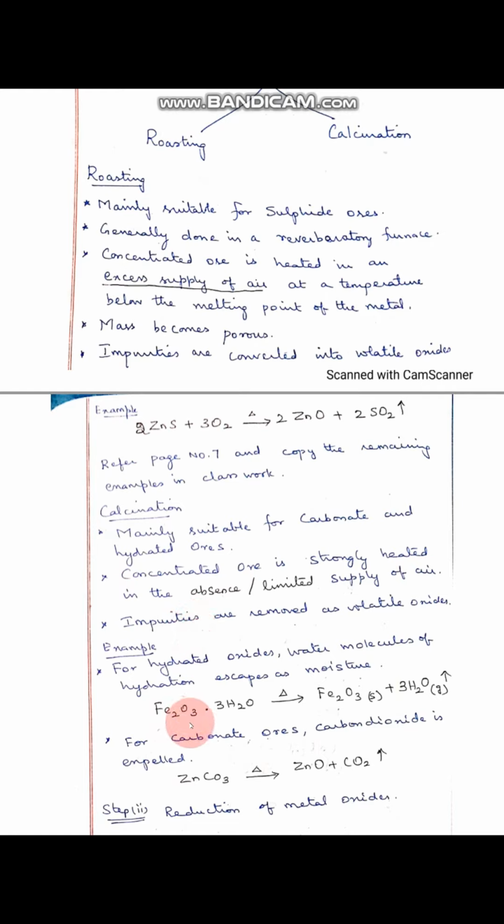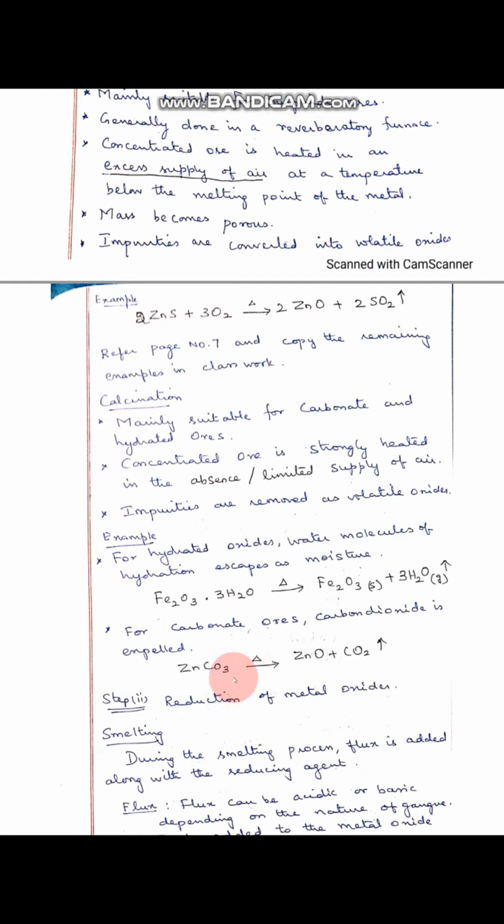And if the ore is a hydrated ore like Fe2O3.3H2O, when you do the calcination process, the water molecules are removed in the form of moisture. So Fe2O3.3H2O will form Fe2O3 plus 3H2O. And if you have chosen a carbonate ore, then it will be converted into an oxide and carbon dioxide is expelled. This is a very normal reaction you should have seen with respect to calcium carbonate many times.